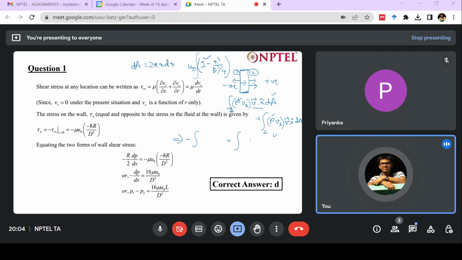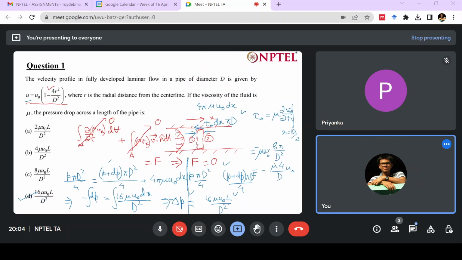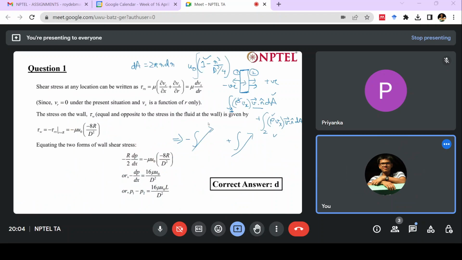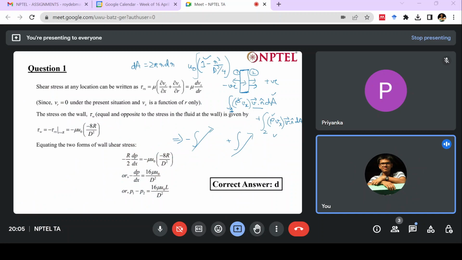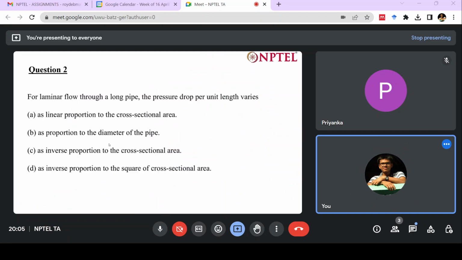Everything else is the same, so this will get cancelled. So only the right hand side of the Reynolds transport theorem is there, which is the external force, and that's what we equate. Here they have directly equated this, but these expressions can be directly derived from our Reynolds transport theorem. So let's go to the next question.